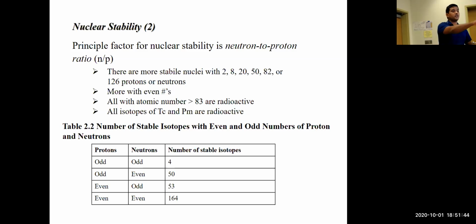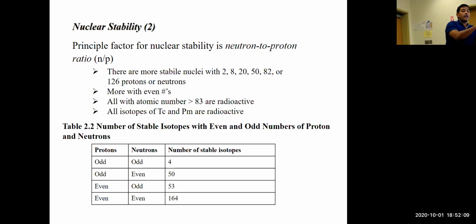So when we say these are magic numbers, at these numbers the probability is that short-range attractions between those protons are greater. That's why they are stable with those magic numbers. And also, more stable nuclei occur when you have an even number of protons and neutrons present, because that is where you have the largest number of stable isotopes.